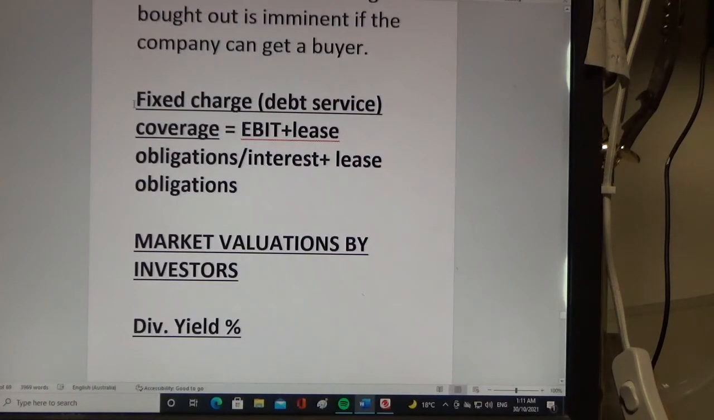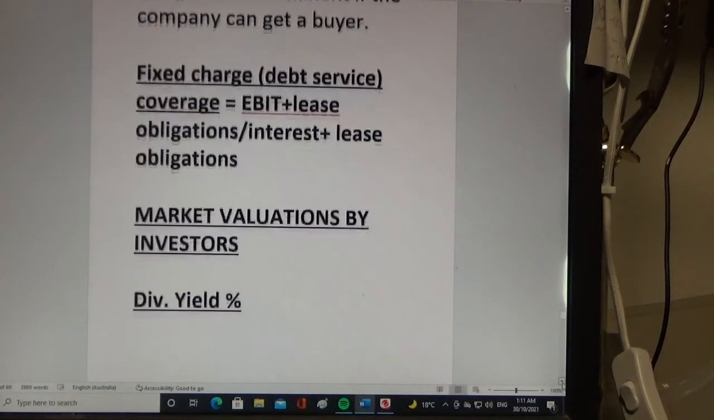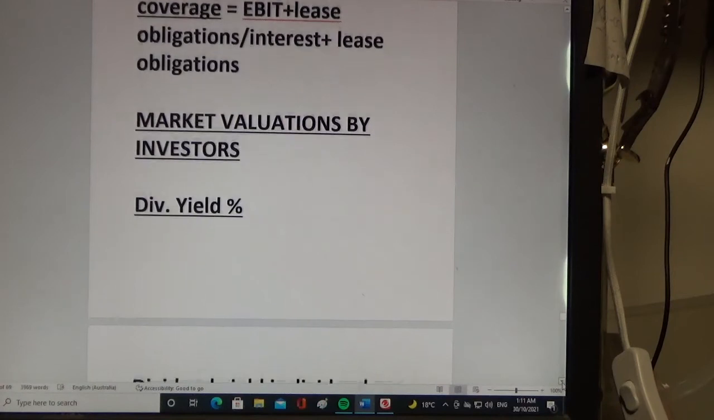Another ratio, fixed charge debt service coverage, equals EBIT plus lease obligations divided by interest payments plus lease obligations. I was never really interested in that ratio, and I wasn't even asked a question on it. I didn't give an example.